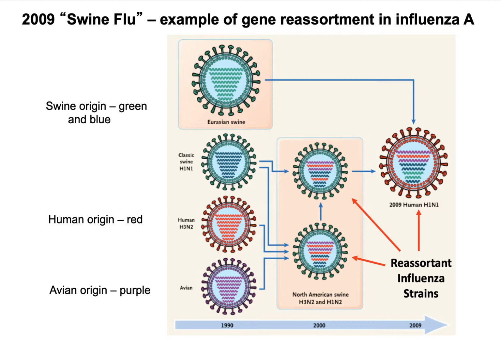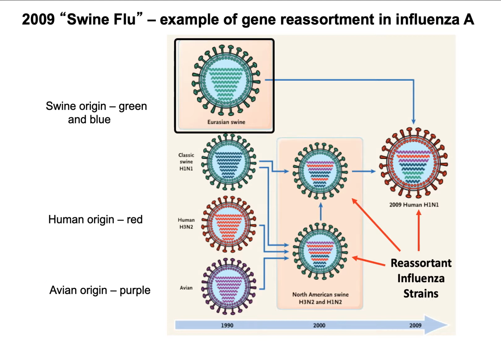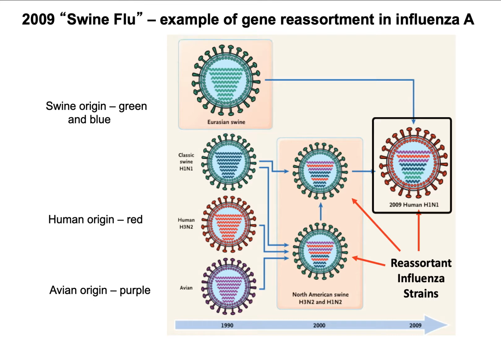And this is what the 2009 H1N1 was. Somewhere back in around 2000, there were some reassortants that had H3N2 and H1N2, and the origins of the fragments were from swine, human, and avian. And then in 2009, these mixed with a Eurasian swine strain and became the 2009 H1N1. This one caused a lot of morbidity and mortality.